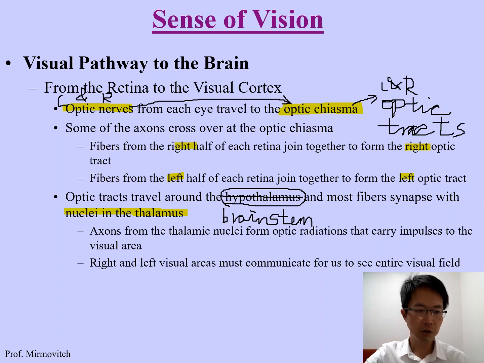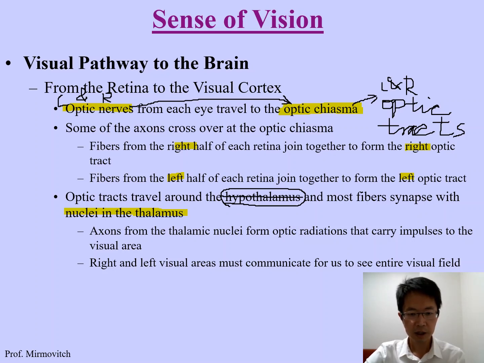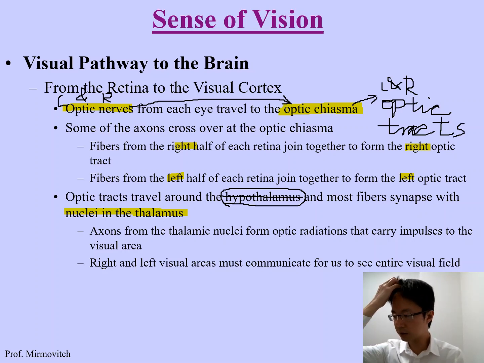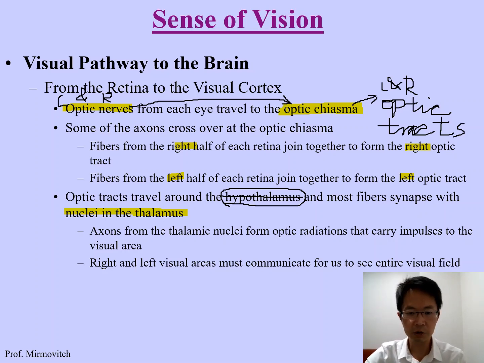Let me see. Hold on, let me double check. Okay, I'm wrong as well. It shouldn't go through the brainstem. And I don't think it will go through the hypothalamus, though it says so. Well, that I'm not so sure really. I don't think it will go through the hypothalamus, but it will go through the thalamus for sure. So from the thalamic nuclei, you go to the optic radiation. That is correct. From the thalamus, you go to optic radiations and then to the visual area.